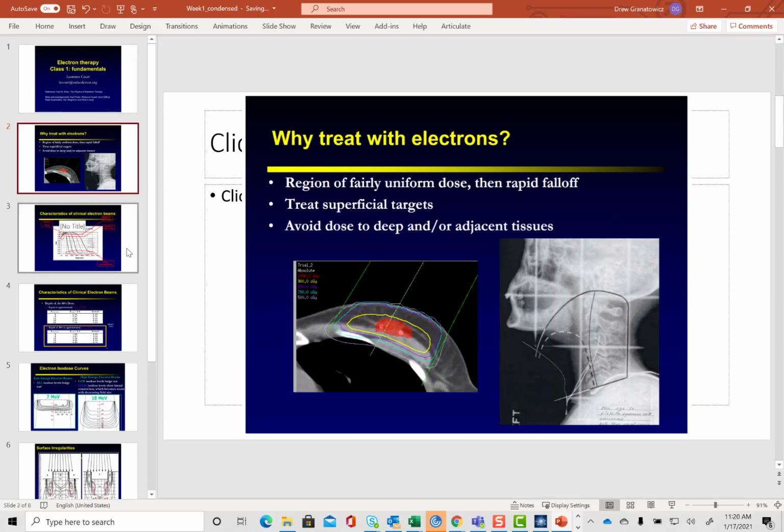So first off, why treat with electrons? There's really two main reasons. The big one is to treat superficial targets. So if you want to treat skin or something really close to the skin, electrons are going to be your go-to as long as the target is not too big. And reason number two is to avoid dose to deep or adjacent tissues. Electrons have a finite range in tissue, so if you want to avoid dose beyond your target, electrons are again going to be a good option for you as long as the target is not too deep.